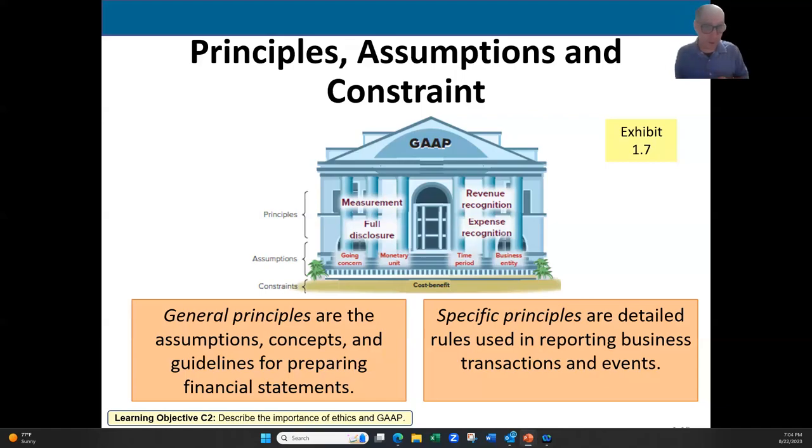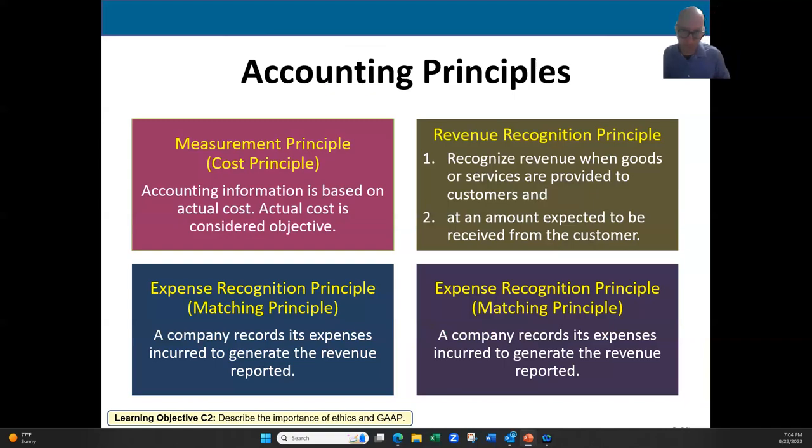So let's dive deep into these four accounting principles. First is called the measurement principle. This is also known as the cost principle. This is where the accounting information is based on its actual cost. Actual cost is objective. Here's what I mean by this. The actual cost is not just the purchase price, what it cost you. That's not always just the cost.